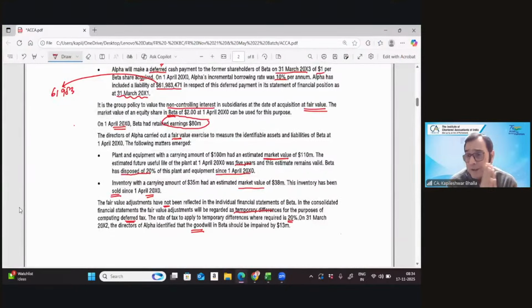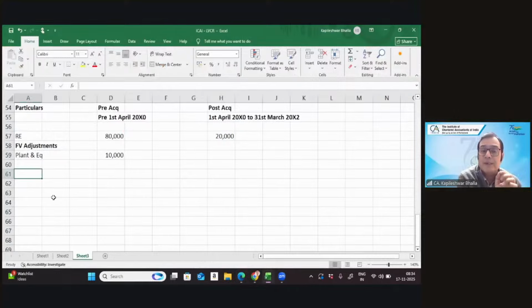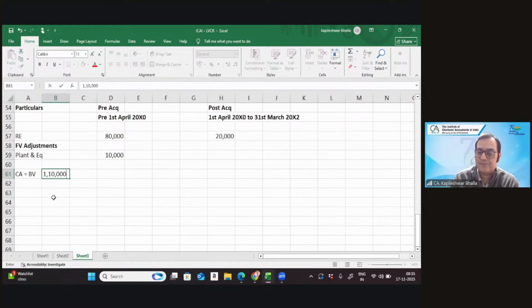It says in the last para, the fair value adjustments are not taken in the individual financials. In the consolidated financials, this fair value adjustment is going to be a temporary difference resulting in a deferred tax. Now, I'll show the workings also clearly so that you get easily revised as well. Can I say the carrying amount or the book value of the asset is going to be equal to the fair value, which is supposed to be, can I say 1,10,000?